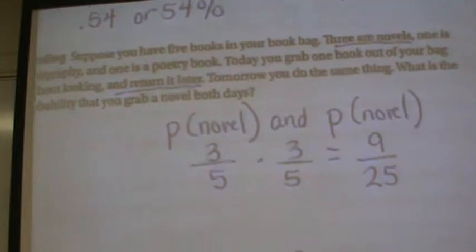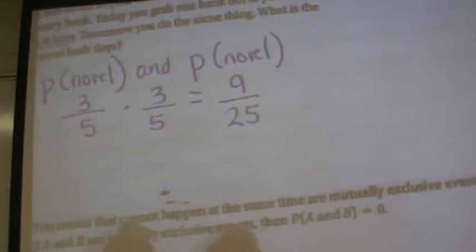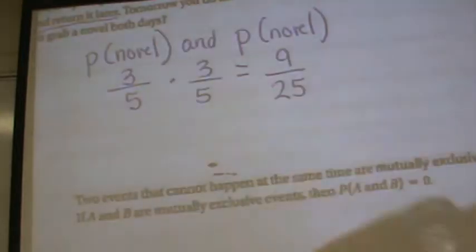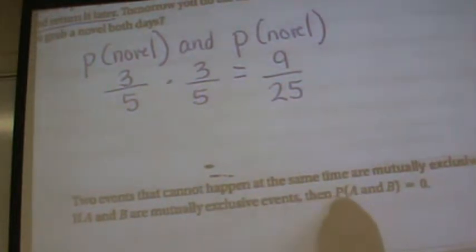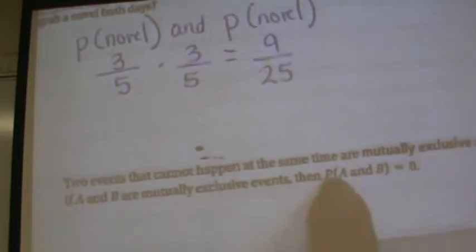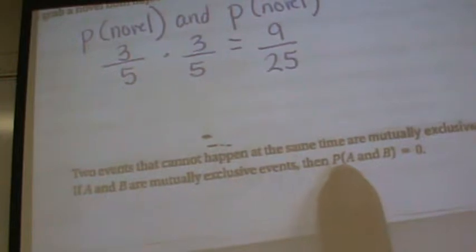If two events cannot happen at the same time, we call that mutually exclusive. And if they're mutually exclusive, the probability of A and B is 0. For example, if I have a die and I ask you to roll it and I say, what is the probability that you get a 2 and a 3? It's 0. You're never going to get a 2 and a 3 at the same time. You could get a 2 or a 3, but not a 2 and a 3, okay?